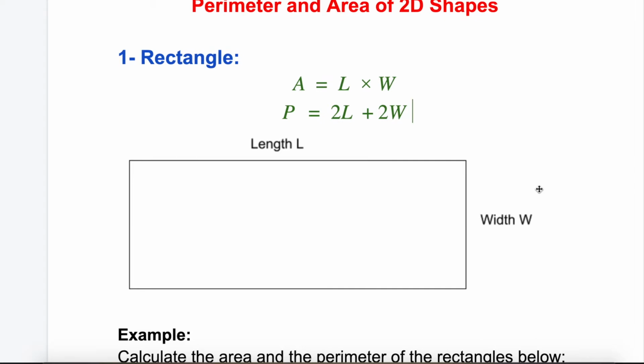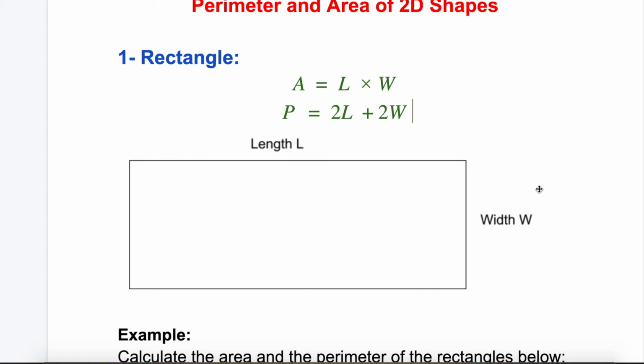So if you have a phone, this phone is a rectangle, right? You can say hello with the phone. So the area of the phone is length times width, which sounds like hello. Perimeter is the sum of all sides. So instead of adding the length twice and the width twice, you can just say 2 length plus 2 width.